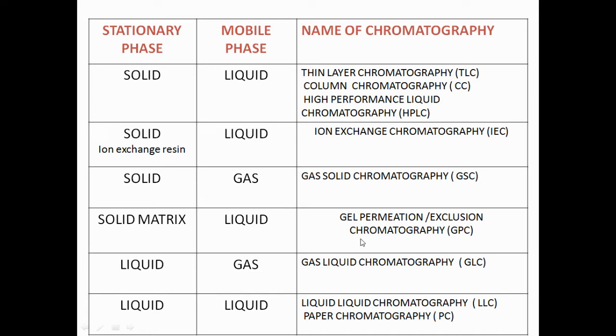Gel permeation or exclusion chromatography, in which a solid matrix is taken as the stationary phase and liquid acts as the mobile phase. In GLC, liquid is acting as the stationary phase and gas is acting as the mobile phase. Then liquid chromatography and paper chromatography, in which both the stationary phase and mobile phase are liquids. So depending upon the stationary phases and mobile phases, whether it is gas or liquid, chromatography is divided into these many types.